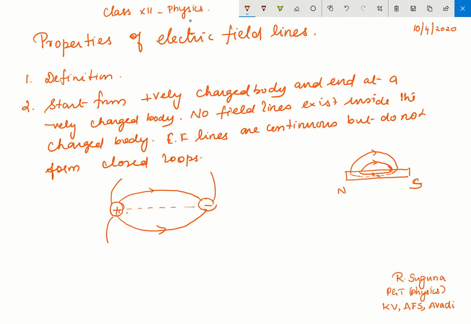This I think you have already drawn. Okay, right. Then this is the second property. And the third property: no two electric field lines can intersect with each other. Somewhere here is your positive and here is negative, because the field lines go from positive to negative. So, for example, no two electric field lines can intersect with each other.